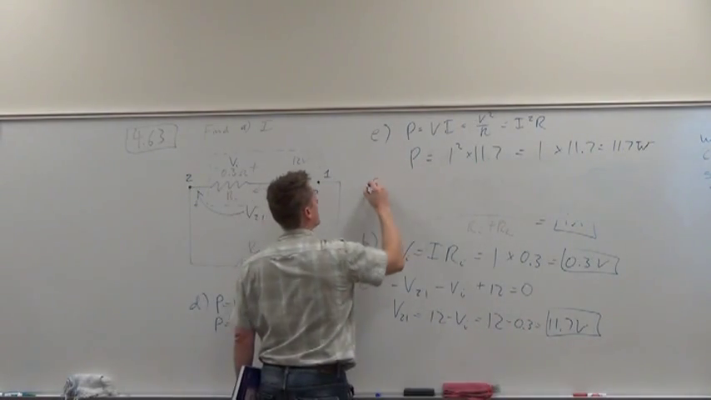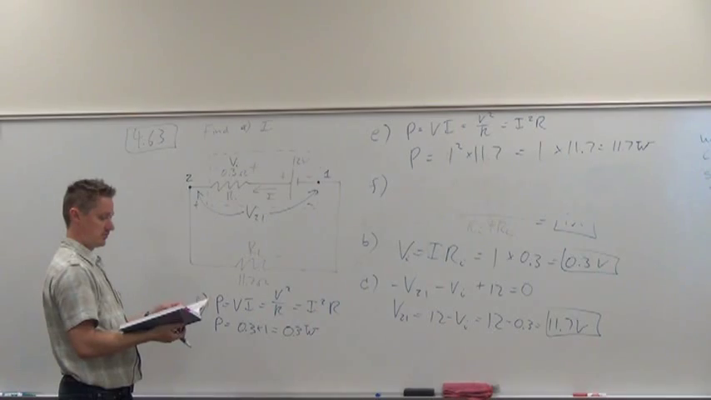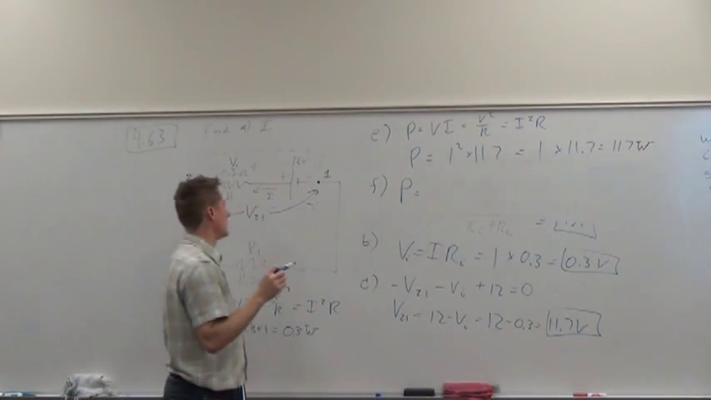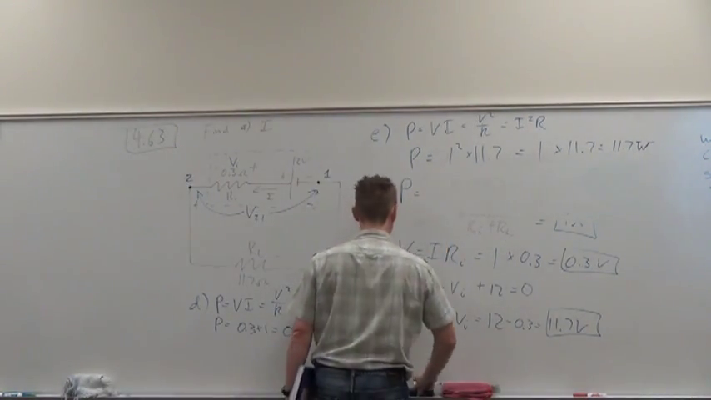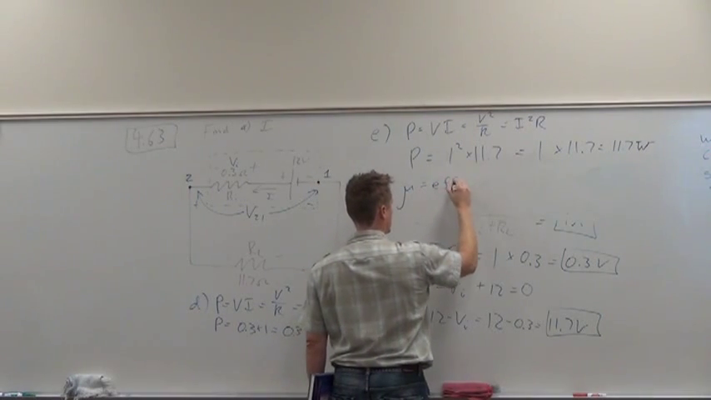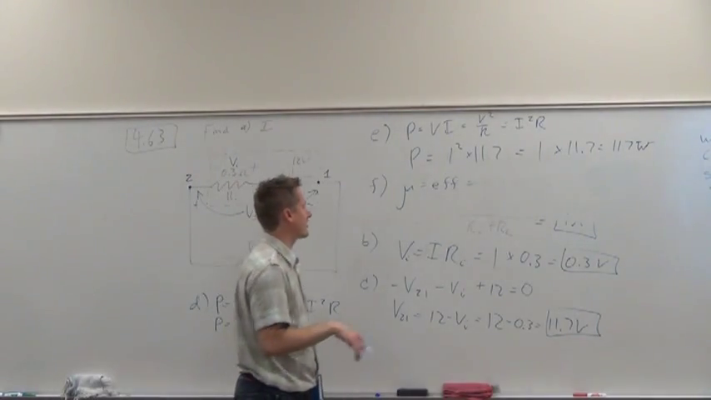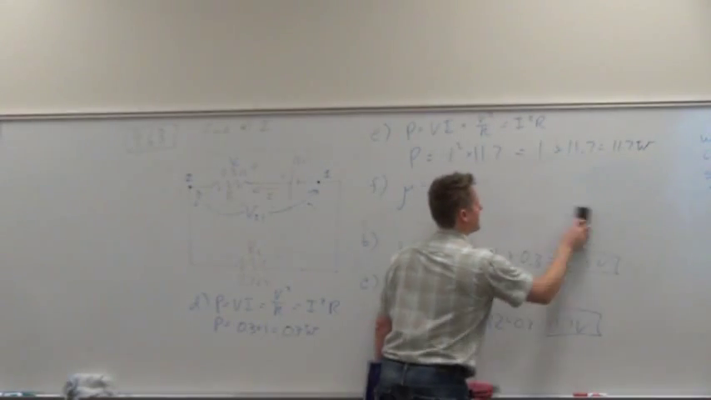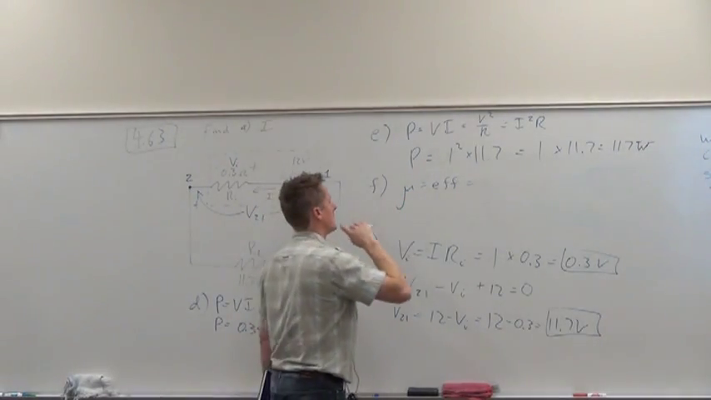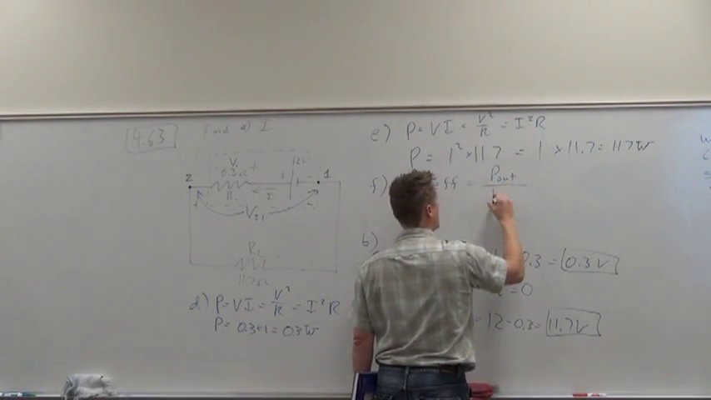Part F, the efficiency of the battery. Efficiency, sorry, I drew the wrong symbol. We use the symbol mu for efficiency. We try to use all the Greek characters, and we use them multiple times. But in this case, mu is used as a variable, not as a multiplier. Efficiency is always P out over P in.